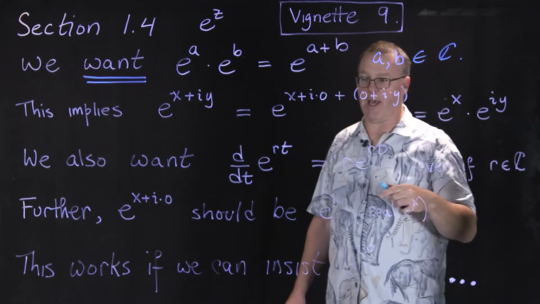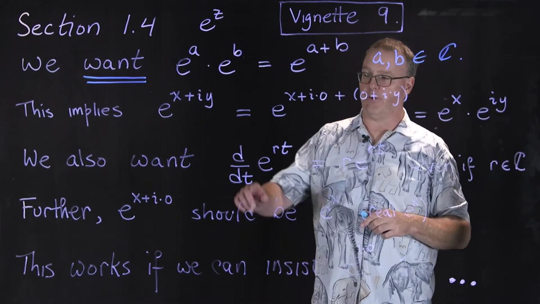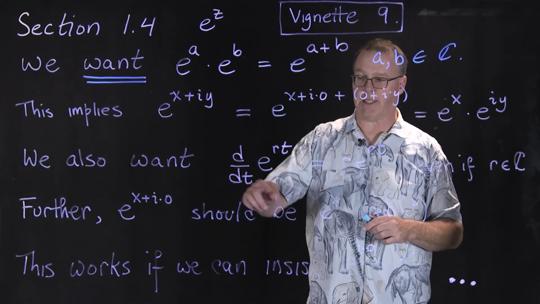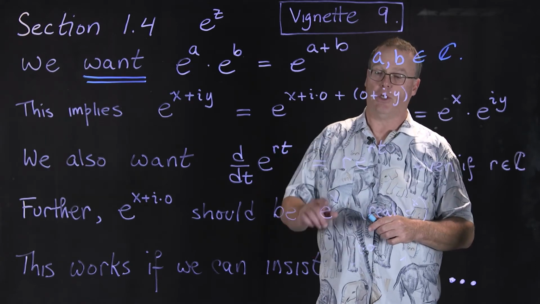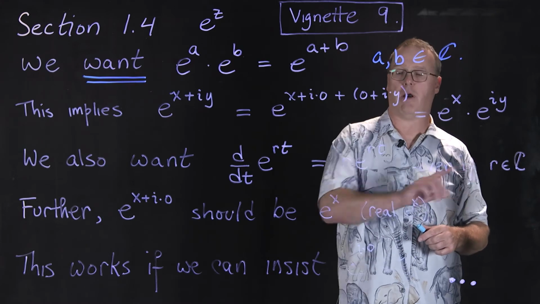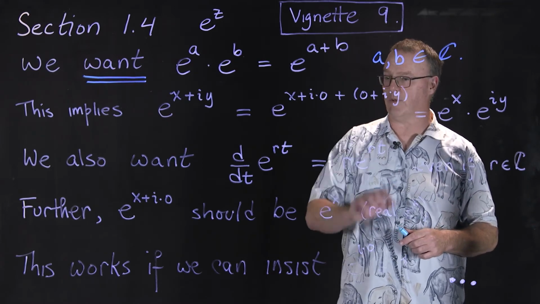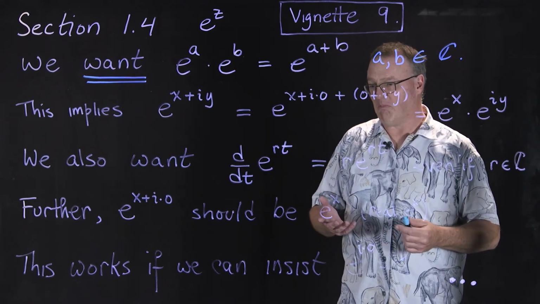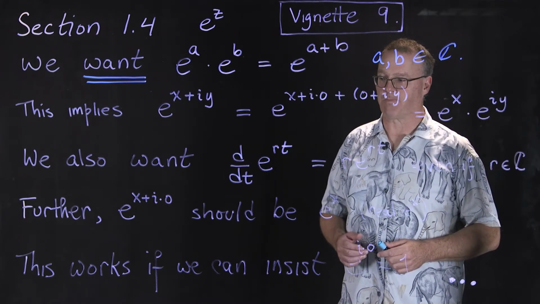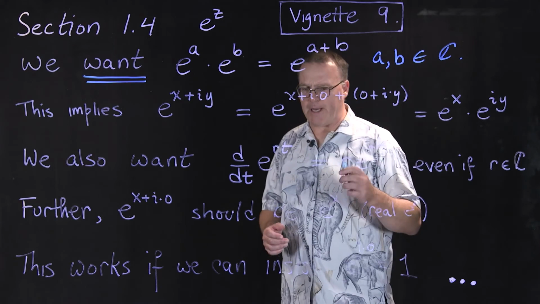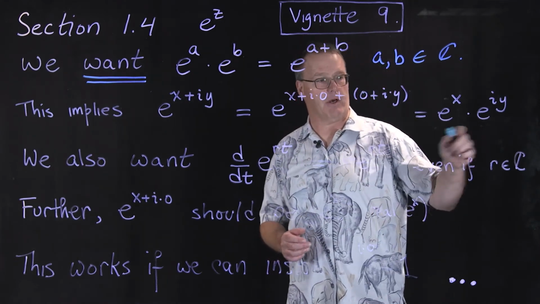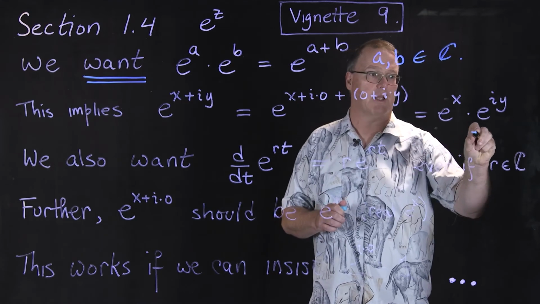We also want to have it true that the derivative, the real derivative for a real variable t, d by dt of e to the rt, should be r times e to the rt, even if r is a complex number. We know that this is true if r is a real number. We'd like it to be true for r being a complex number. One final thing that we're going to use in making a definition of this part, this is all we've got left.